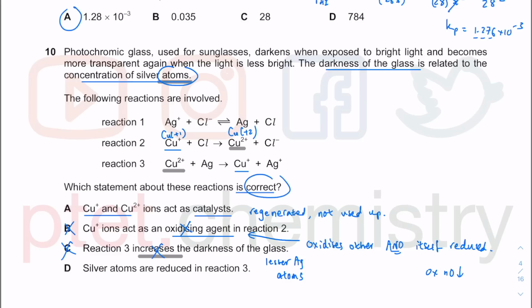Now the very last one, silver atoms are reduced in reaction 3. We have silver atom, silver 0 as an element, going to silver plus 1. This is an increase in oxidation number. So this is an oxidation reaction. So silver atoms are actually oxidized in reaction 3 and not reduced there. So that leaves me back to my hunch, which indicated that A was the best answer after all.